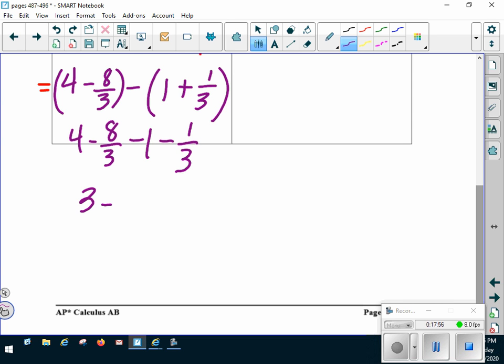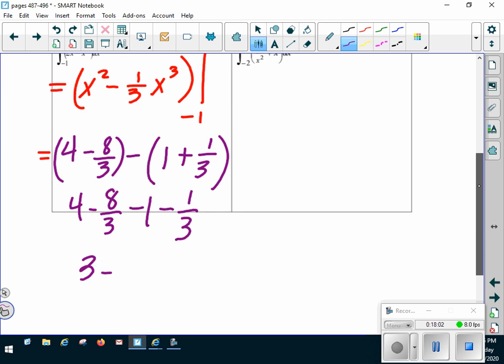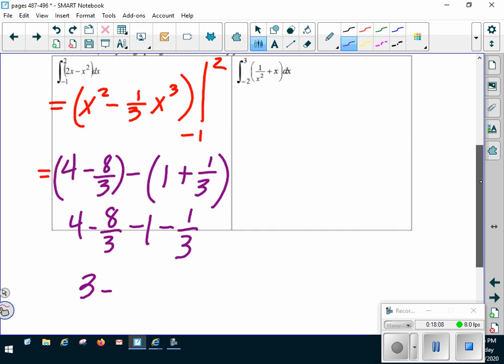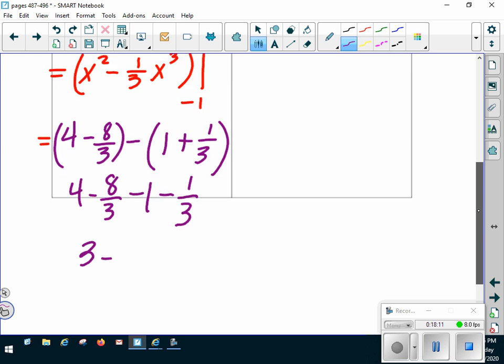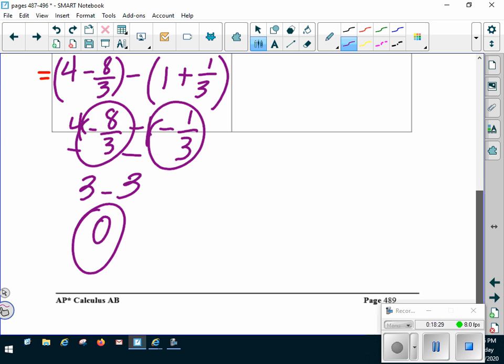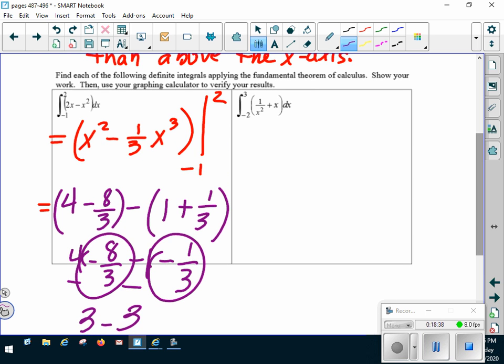What did I do? Did I do something wrong? I'm right, aren't I? Okay, I'm just checking. Okay. 4 minus 1 is 3. Negative 8/3 minus 1/3 is negative 9/3, which is negative 3, so the answer is 3, right? Same thing. No problem. Okay, next one.